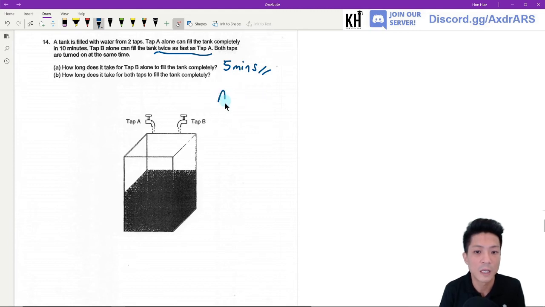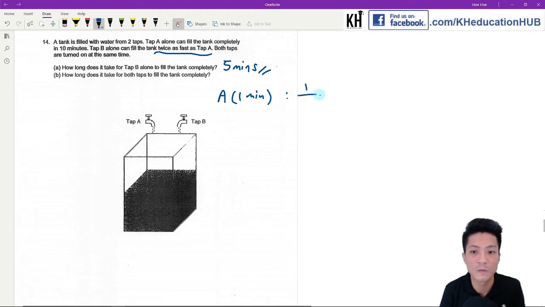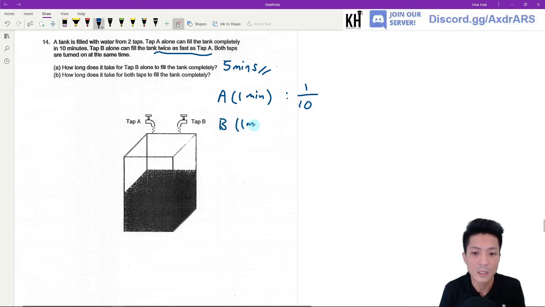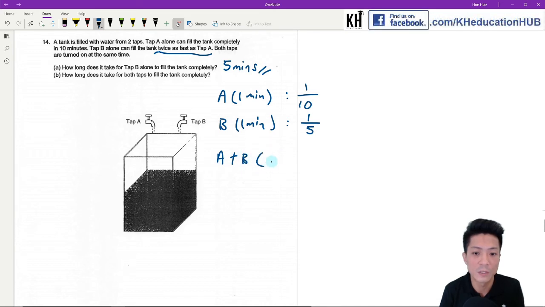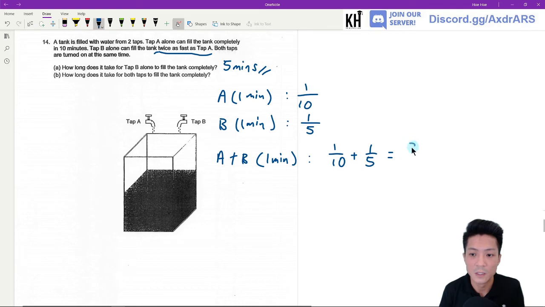Okay, so for A, in 1 minute, you can fill up 1/10 of the tank. For B, in 1 minute, you can fill up 1/5 of the tank. So if you were to switch both taps on, A plus B, in 1 minute, it'll be 1/10 plus 1/5. This is going to give me 3/10.